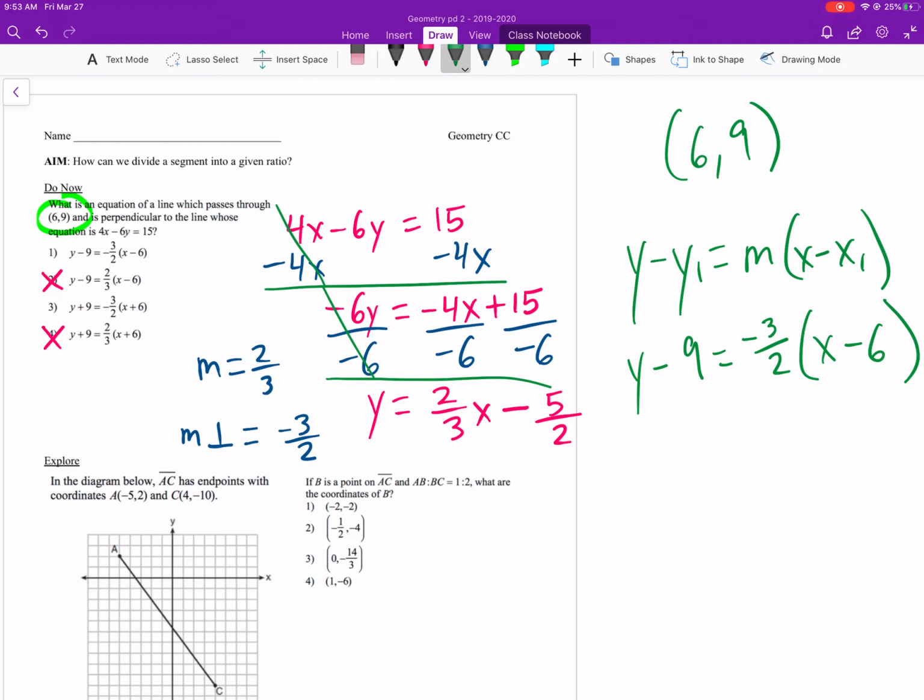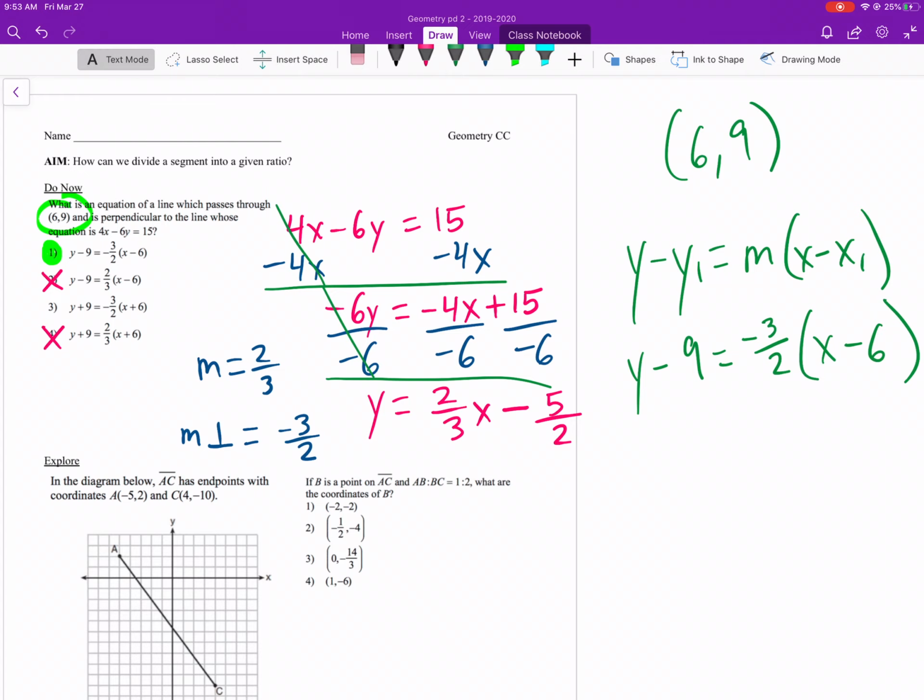You can look back at that lesson on point-slope. This one's actually a little bit easier. You just have to remember the equation for point-slope form. So we would end up with choice 1. And you could check that in GeoGebra if you'd like, which would be good to see.